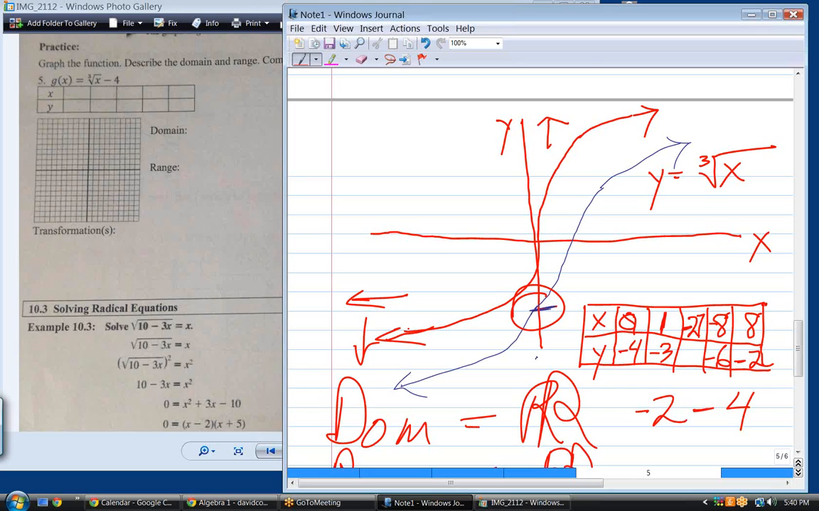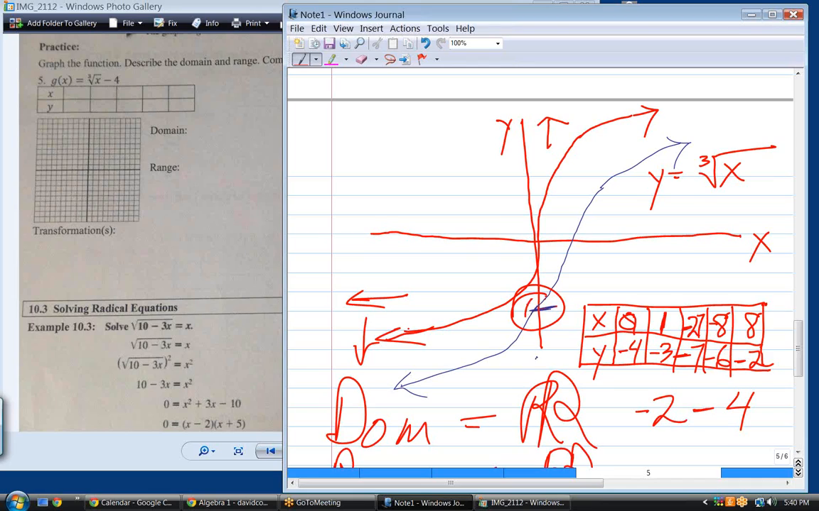What's the cube root of 27? 3. What's the cube root of negative 27? Negative 3. What's negative 3 minus 4? Negative 7. Okay, so that's minus 7. So there's our table. And you'll notice that that kind of matches my values.